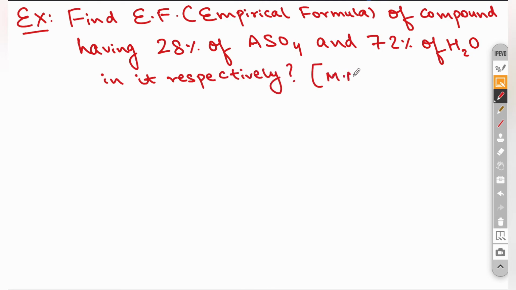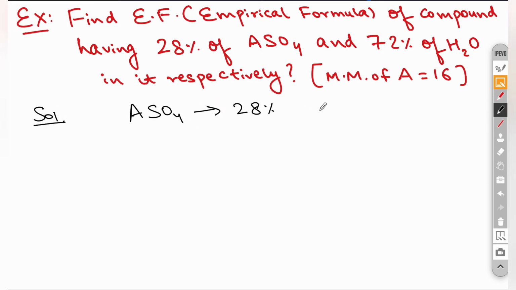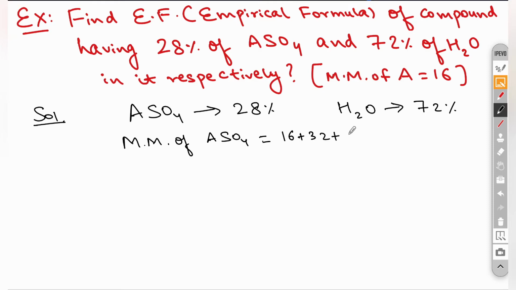Pause the video and solve it. Here the molar mass of A is 16. Hope you have solved it. Now we will solve it. ASO4 is 28%, water is 72%. Molar mass of the compound ASO4 is 16 plus 32 plus 16 times 4, which is 112 grams per mole.